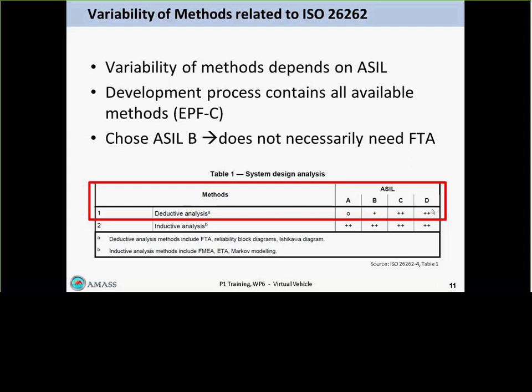As you can see here in this table, ASIL B has a plus, which means it is recommended to apply deductive analysis. In difference to plus plus, we do not have to implement this. Plus plus is mandatory, and plus is only if you need it, then you can do it. And so we decide we do not necessarily need FTA analysis, and we will remove it from the process.